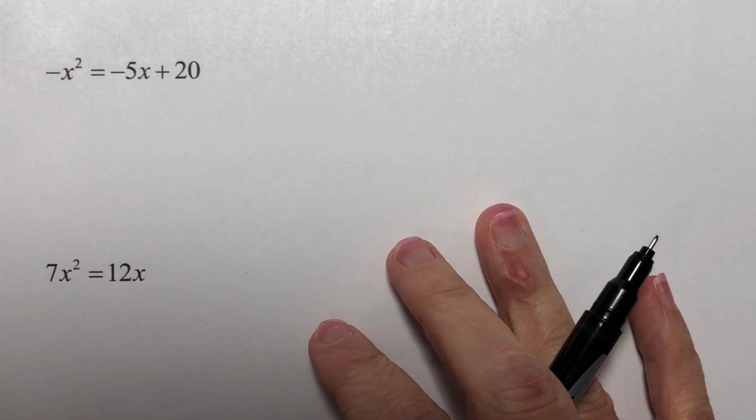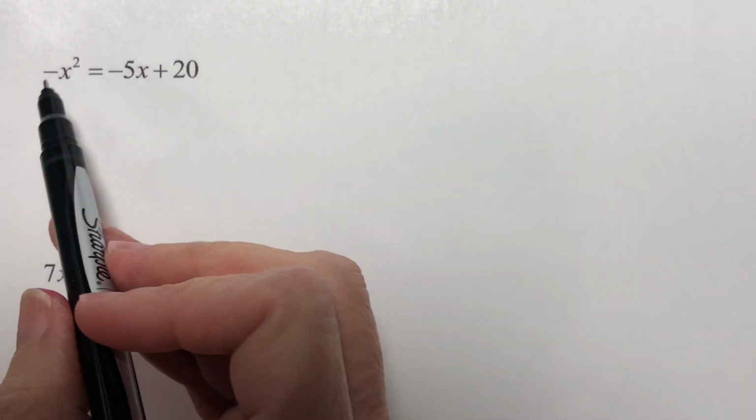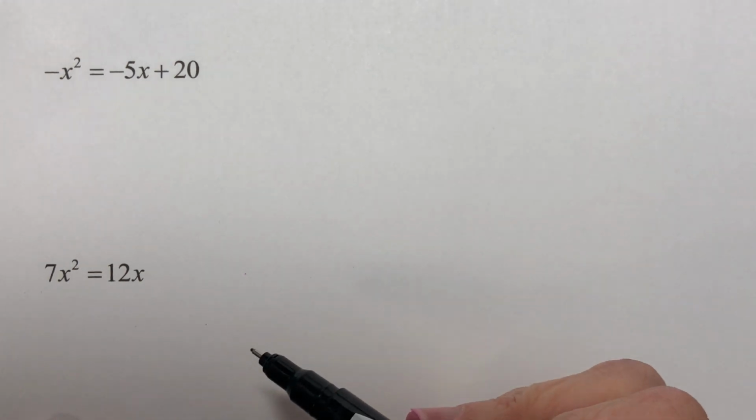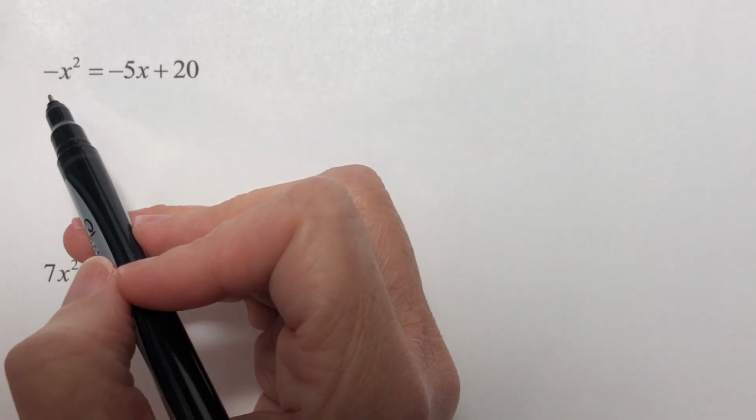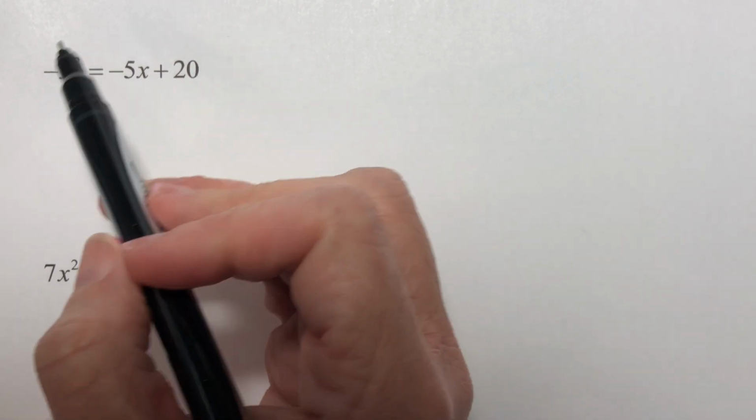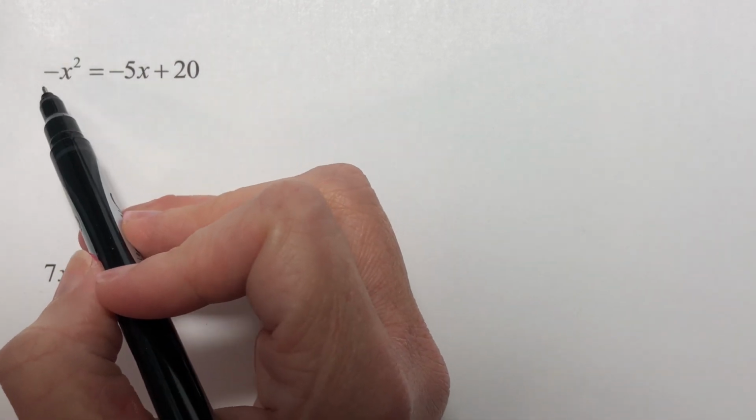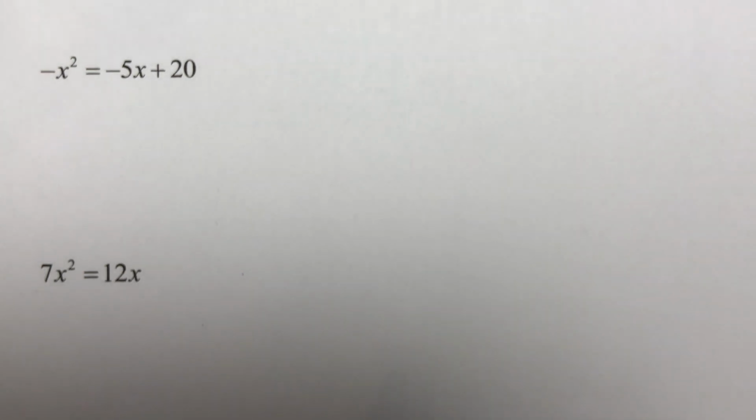This is section 9.3, part 3. We want to solve this quadratic equation using the quadratic formula. Now, in order to use the quadratic formula, we need a 0. And we also said that it's easiest if our first term is positive.